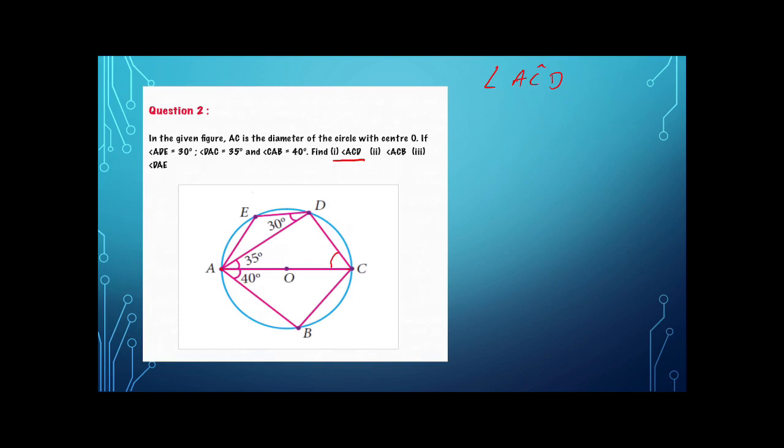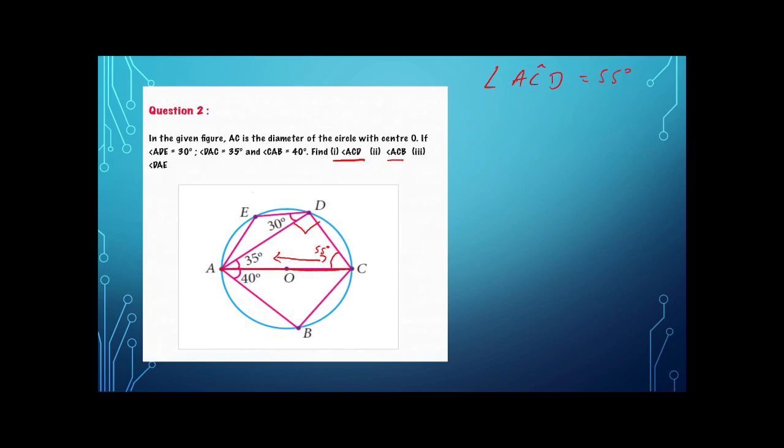Okay, since this is a diameter, we know that this must be 90 degrees. Therefore, these two angles must add up to 90, so that's actually going to be 55 degrees. So angle ACD is 55 degrees.